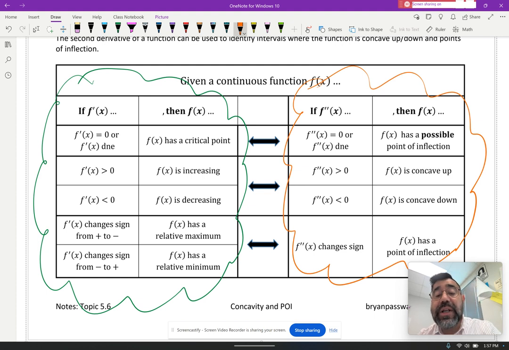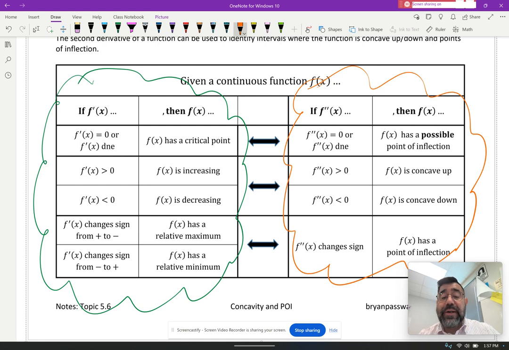And now we're going to use the second derivative to tell us something about the function. If I take my second derivative and set it equal to 0, or find out where the second derivative is undefined, we have possible points of inflection. That doesn't mean that they're automatically points of inflection. We're going to have to check.